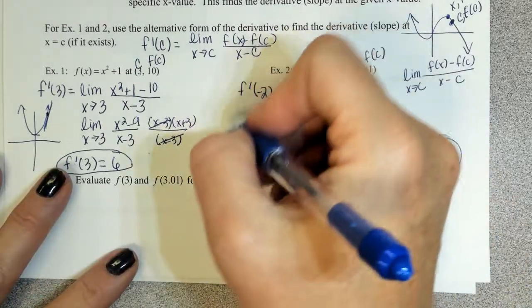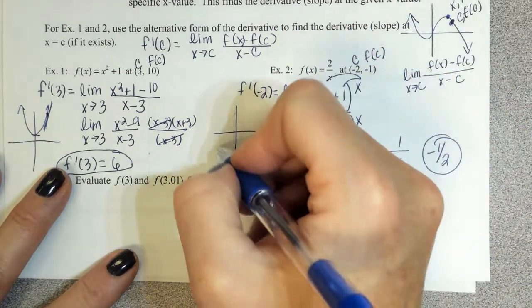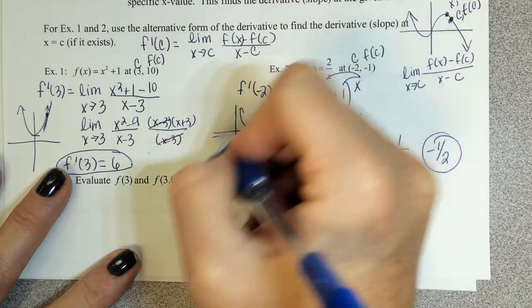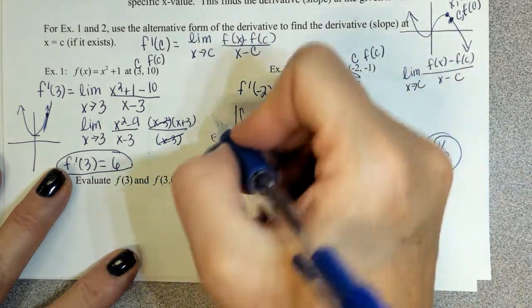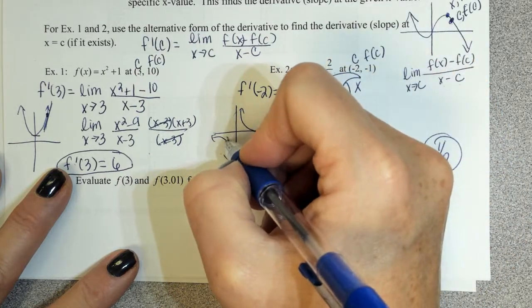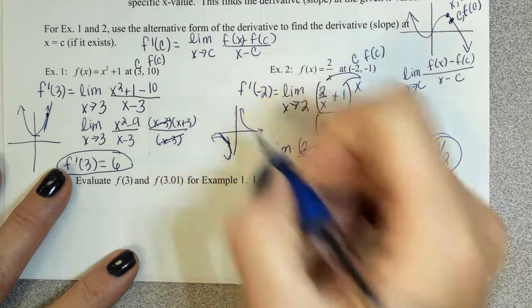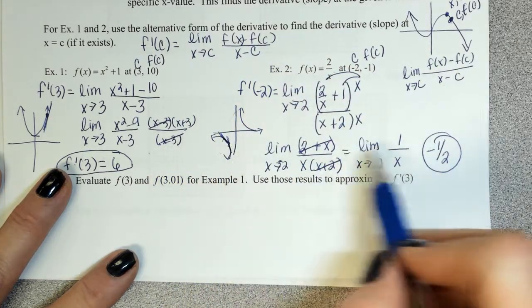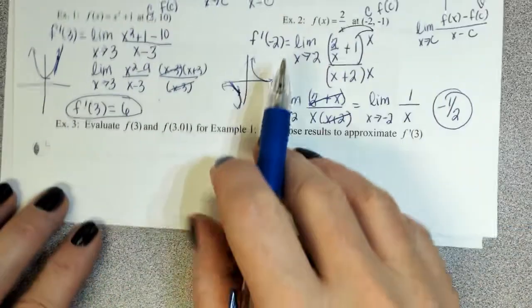Guys, look at this from a kind of a graphing perspective. 2 over x looks like this. I'm trying to find the slope at negative 2, right about there. Negative 2 is right about there. Can you see how that slope looks like it's a negative slope? So that makes sense, that answer.